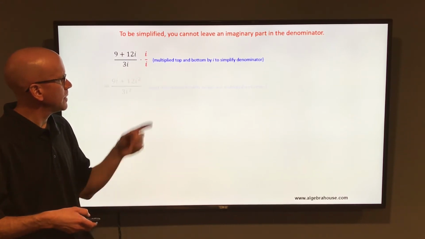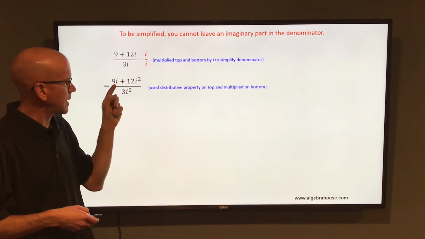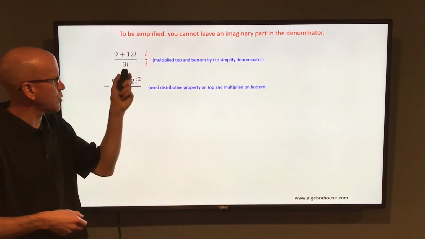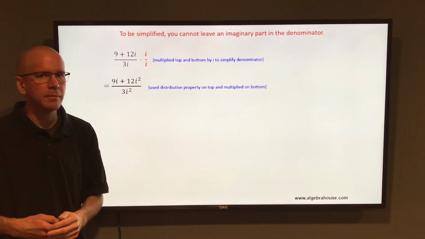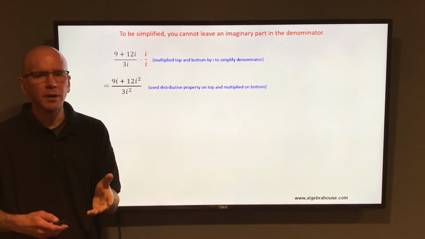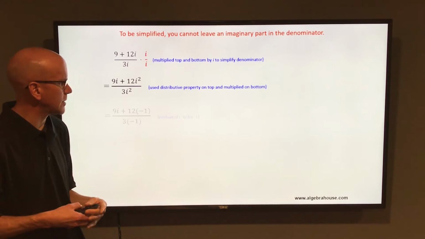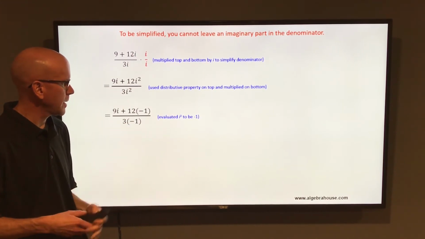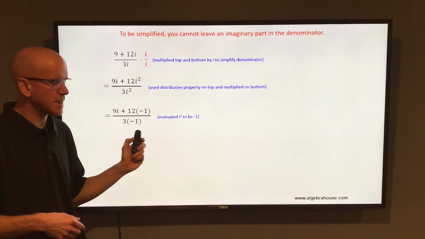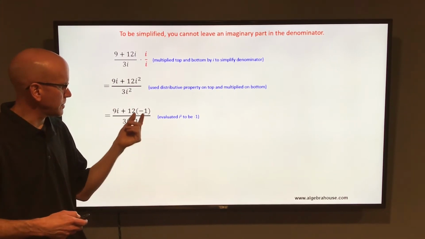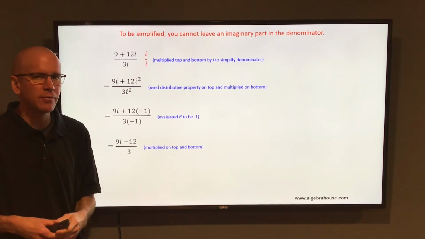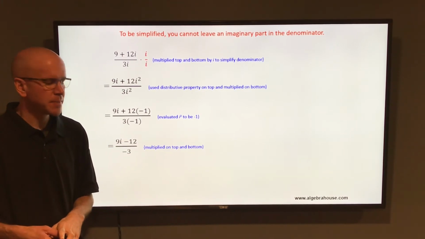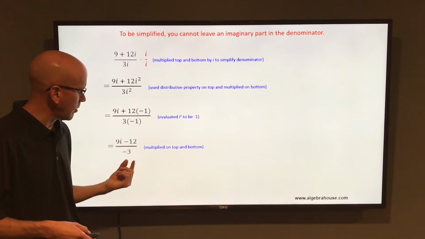In the numerator, i times 9 is 9i, and i times 12i, that is 12i squared. And in the denominator, 3i times i, that is 3i squared. Remember, i squared is negative 1. So wherever you see an i squared, change that to negative 1. So it'd be 9i plus 12 times negative 1. And then 3i squared, that is 3 times negative 1. 12 times negative 1 in the numerator, that is negative 12. And 3 times negative 1 in the denominator, that is negative 3. So we have 9i minus 12 all over negative 3.